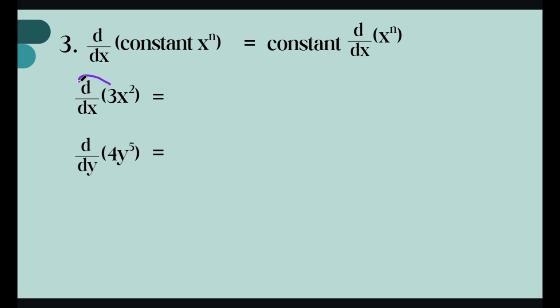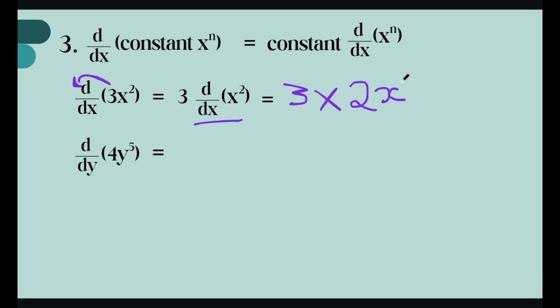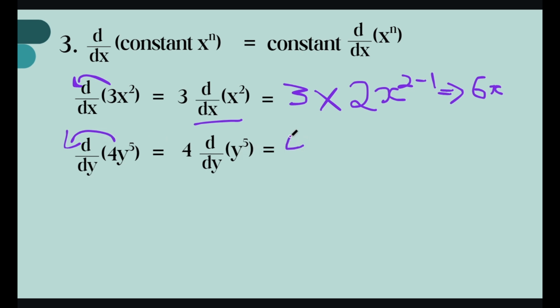Now from the first example, you are going to keep 3 in the left place. First write 3. Then from the second formula, the power 2 multiplied by the variable x to the power of 2 minus 1 and the final answer would be 6x. Same goes with the second example. You are going to keep the constant 4 in the left side and then you are going to write the exponent 5 multiplied by the variable y to the power of 5 minus 1 and the final answer would be 20y to the power of 4.